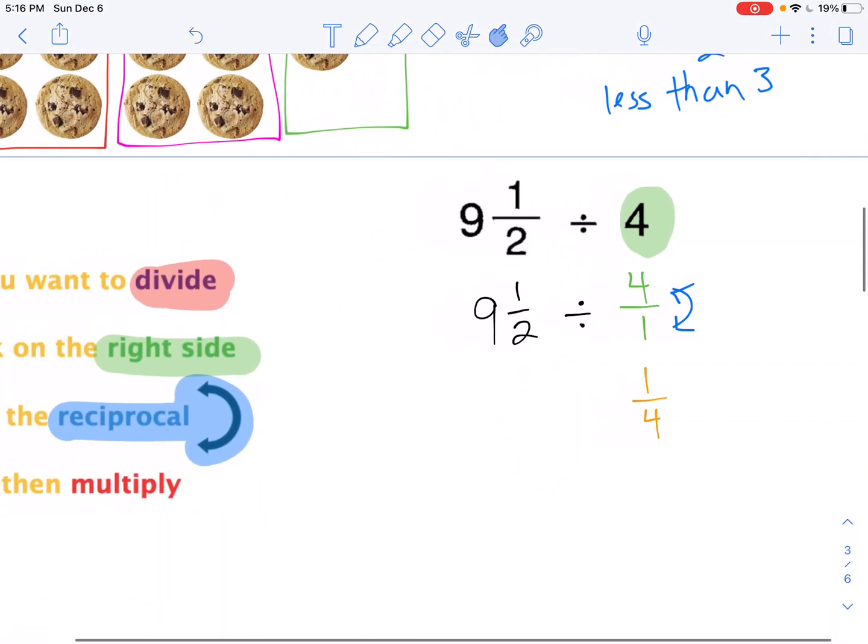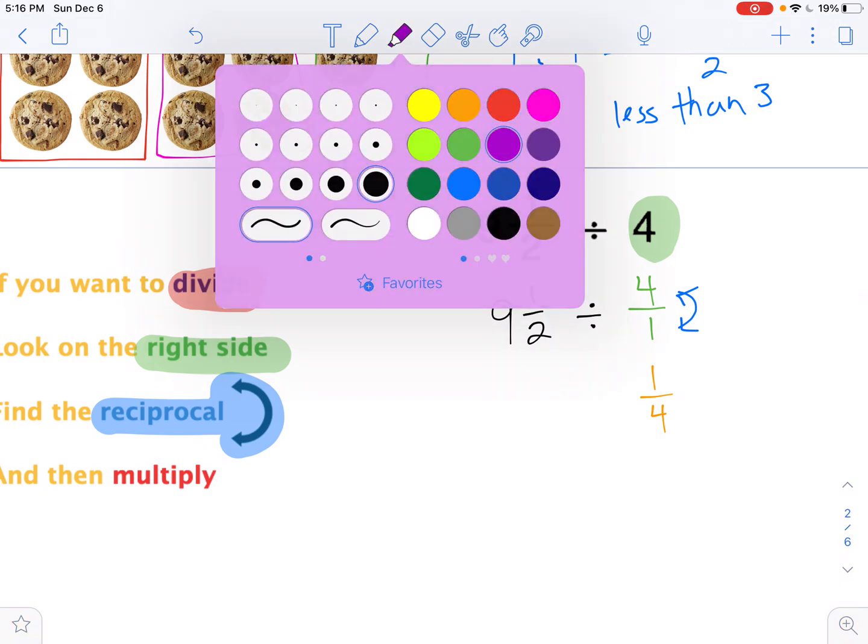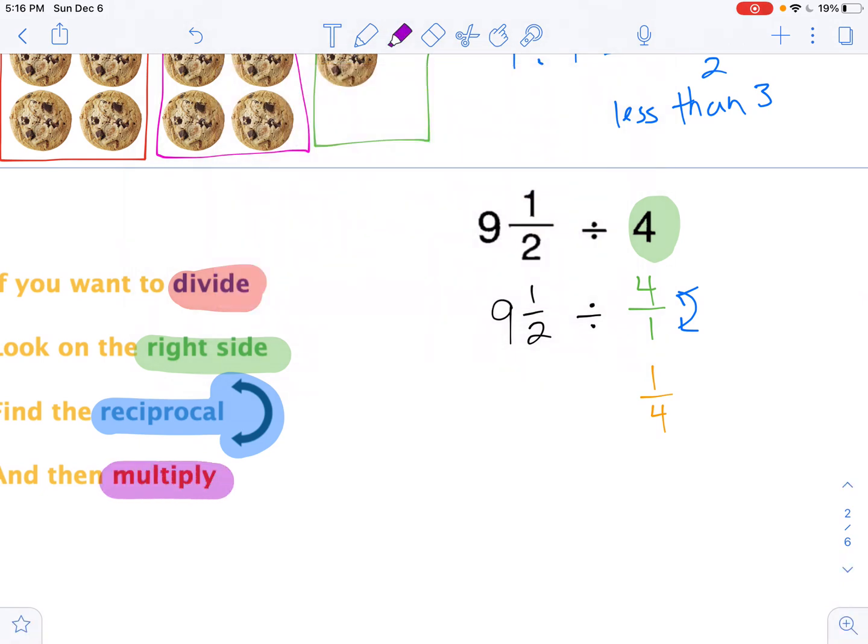And the last part of the song says, and then I multiply. So that means I have to change this symbol to a times problem. Make sure that changes there. And notice the 9 1/2 just stays in front. But I'm still not ready, because our I can statement says that we're going to convert whole numbers, which we did. 4 became 4 over 1, 4 wholes, right? And we need to convert mixed numbers.